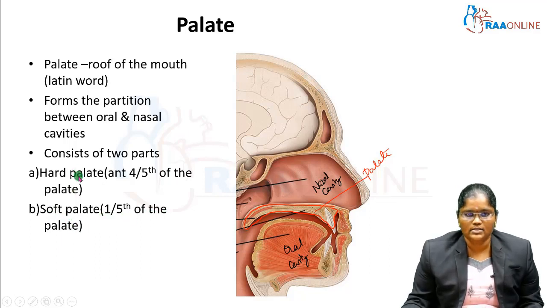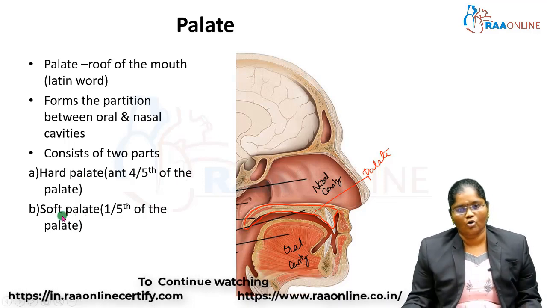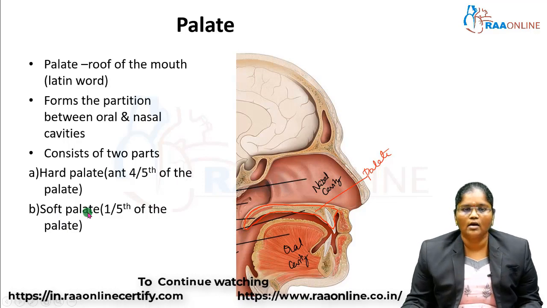The hard palate is a bony part, so it is named hard, whereas the soft palate is made up of muscle. Since it is soft in nature, it is named the soft palate. Now first see the hard palate.